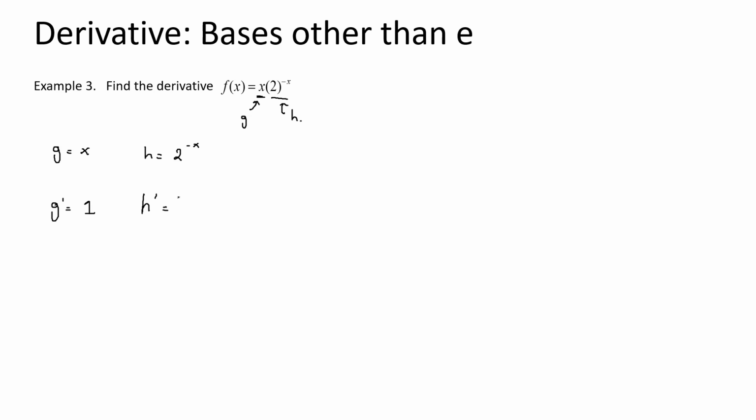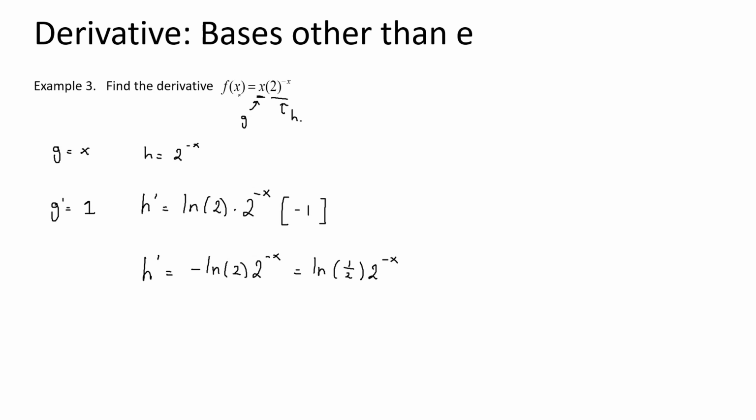So this will become ln 2 times 2 to the negative x power times negative 1. So we could say our h prime is equal to negative ln 2 times 2 to the negative x power. This is also equal to ln of 1 half times 2 to the negative x power.